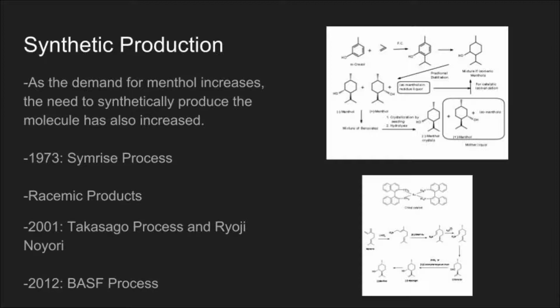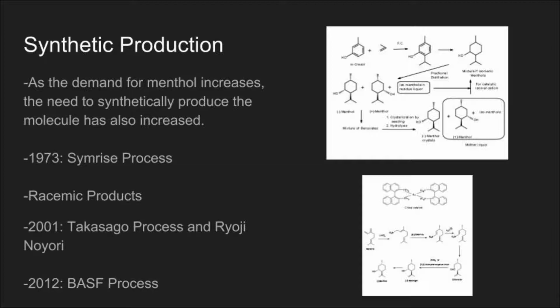The Symrise process, formerly known as the Haarmann and Reimer process, was one of the first successful ways to synthesize menthol using the m-cresol molecule and was first applied in 1973. The key process of this mechanism, pictured in the top right, is the use of benzoate esters to help in the separation of the racemic mixture that is formed in the process. This problem is the core of most menthol synthesis processes.